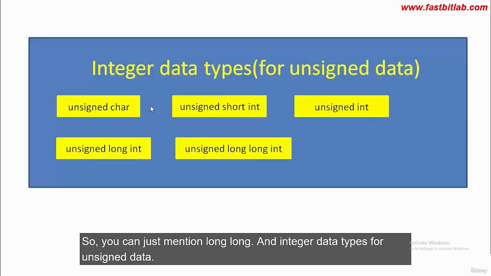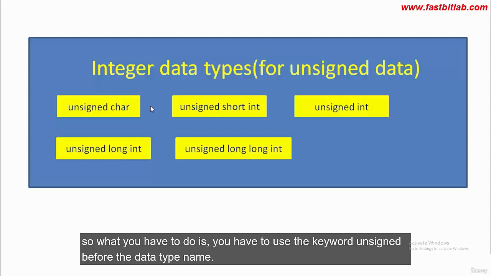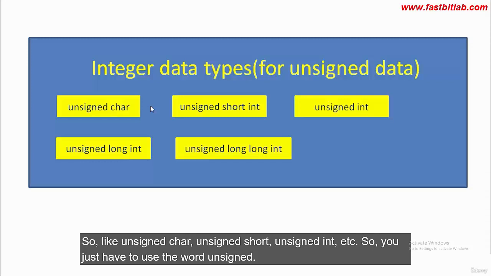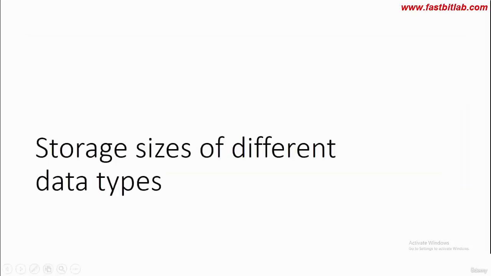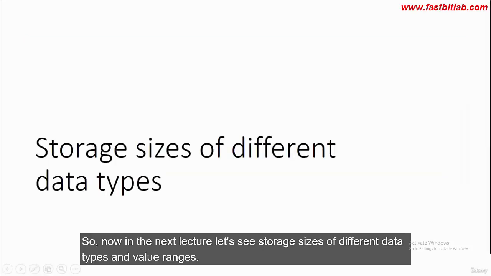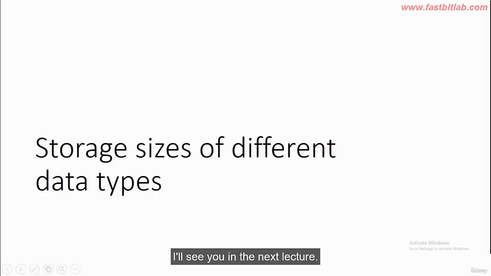And integer data types for unsigned data. If your data is unsigned, then you can use these integer data types. Everything is the same. What you have to do is use the keyword unsigned before the data type name, like unsigned char, unsigned short, unsigned int, etc. You just have to use the word unsigned. Now in the next lecture, let's see storage sizes of different data types and value ranges. I'll see you in the next lecture.